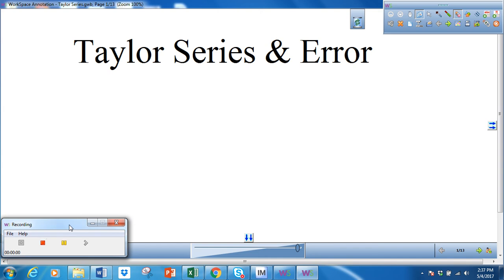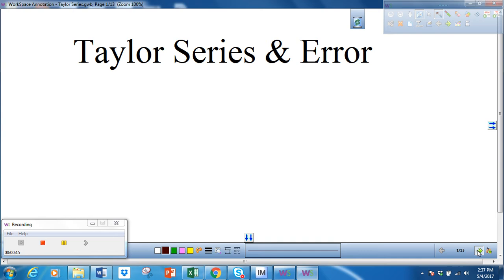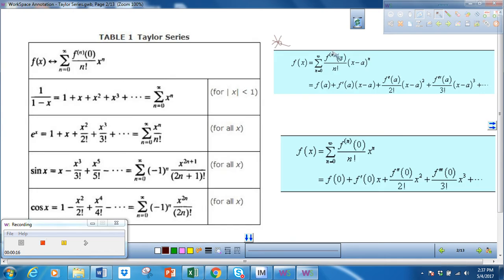This is day 4 of our countdown to the AP exam, and today we're going to look at Taylor series and error. One question came from the 2016 administration of the test and the other one came from 2015. But you are guaranteed to have a Taylor question on the AP exam, and it's generally question number 6.